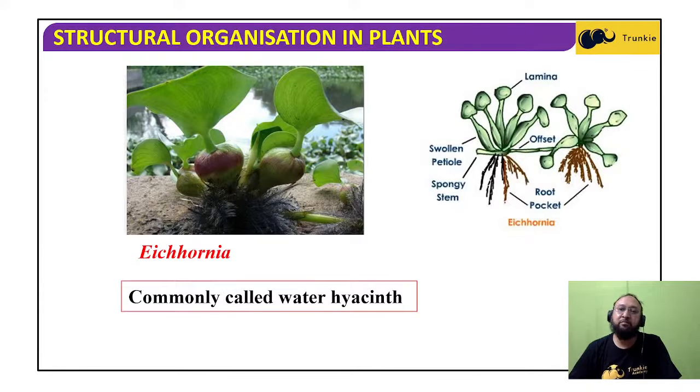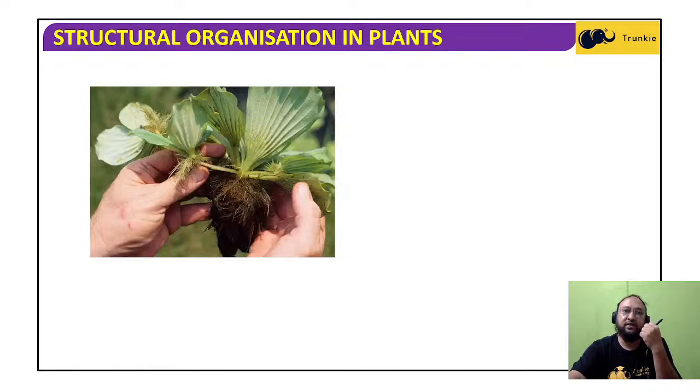A swollen petiole and spongy stem, offset. See, so this is called the offset, this part. Adventitious roots are found, and there you can see the whole plant in a bunch-like structure. This is found in Eichhornia, called water hyacinth, and this is the offset. This is Pistia, and this is called the offset. From the offset there will be a new plant.